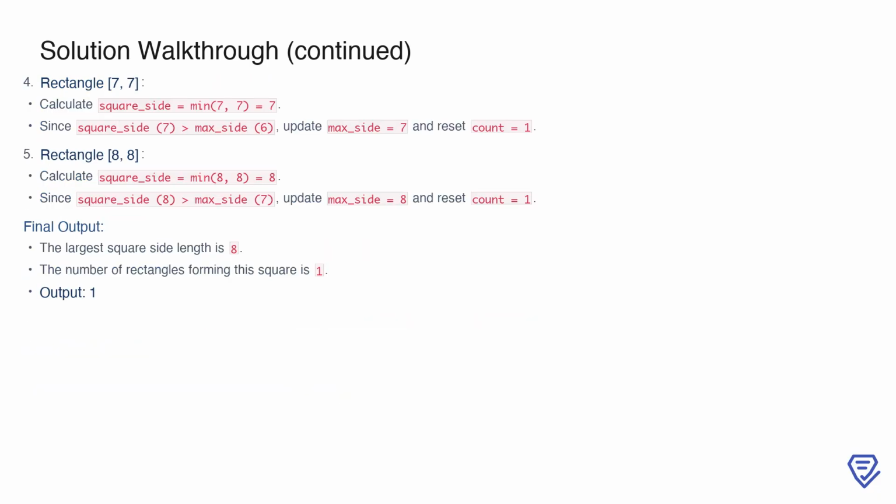Next, for the rectangle 7, 7, the square side length is min(7, 7) equals 7. This value, 7, is greater than the current max_side of 6, so we update max_side to 7 and reset count to 1. For the final rectangle, 8, 8, the square side length is min(8, 8) equals 8. This value, 8, is greater than the current max_side of 7, so we update max_side to 8 and reset count to 1 again. After examining all the rectangles, the largest square side length is 8, and only one rectangle can form this square. Therefore, the output for this example is 1.